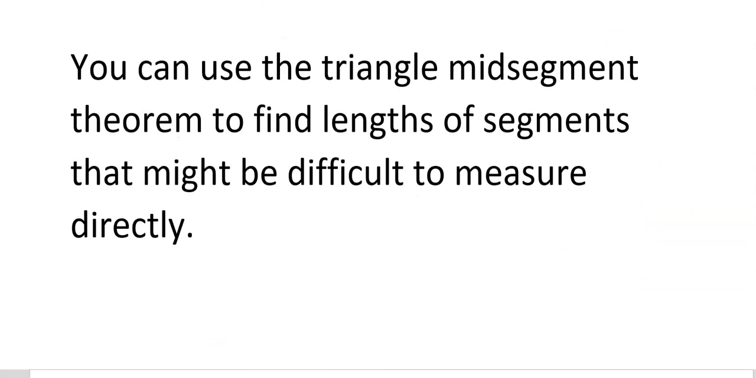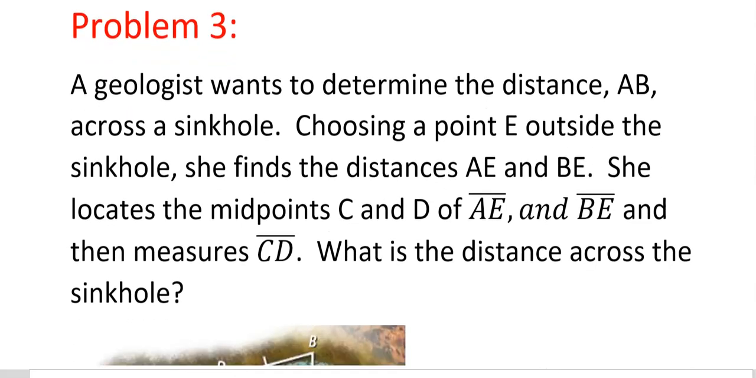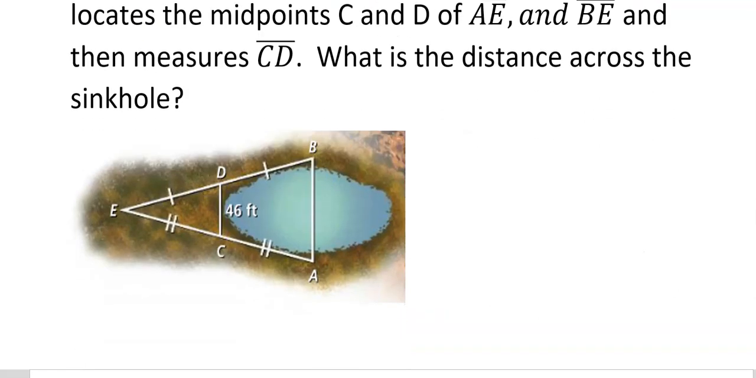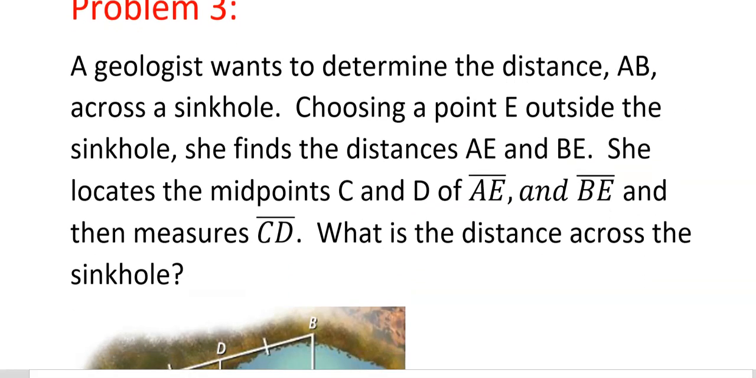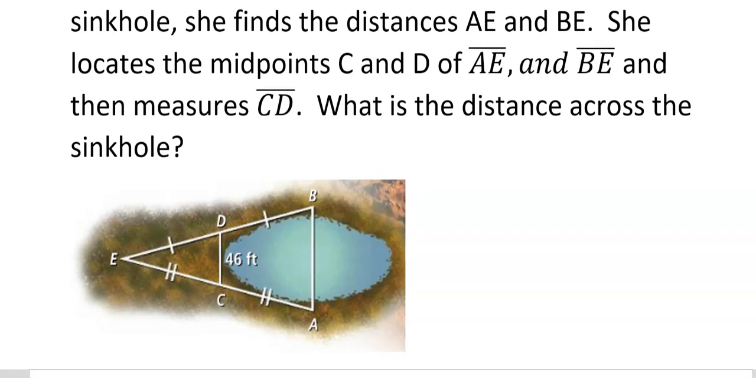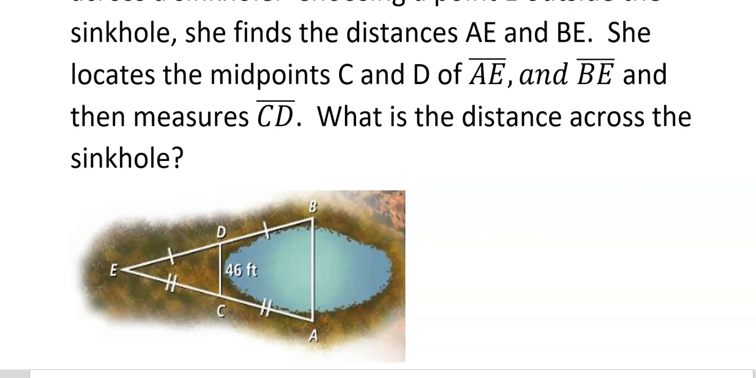You can use the triangle midsegment theorem to find lengths of segments that might be difficult to measure directly. Here's one of those. We have a geologist that wants to find the distance across this sinkhole, and doesn't want to go across it. It's telling us all about it in the paragraph. Choosing a point E outside the sinkhole, she finds distances AE and BE. AE is the longer one because she can walk that distance, so she's finding this length and she's finding its midpoint. She also walked here and found that midpoint.